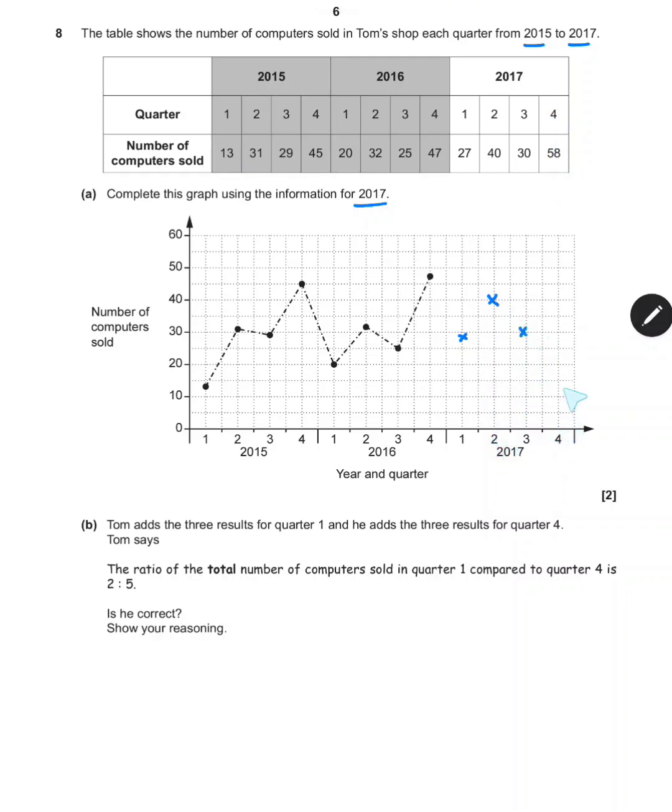So there's quarter 4. Right up to 50. That would be 55. That's 60. So again, somewhere just before 60 there. And what we do is connect these points up.